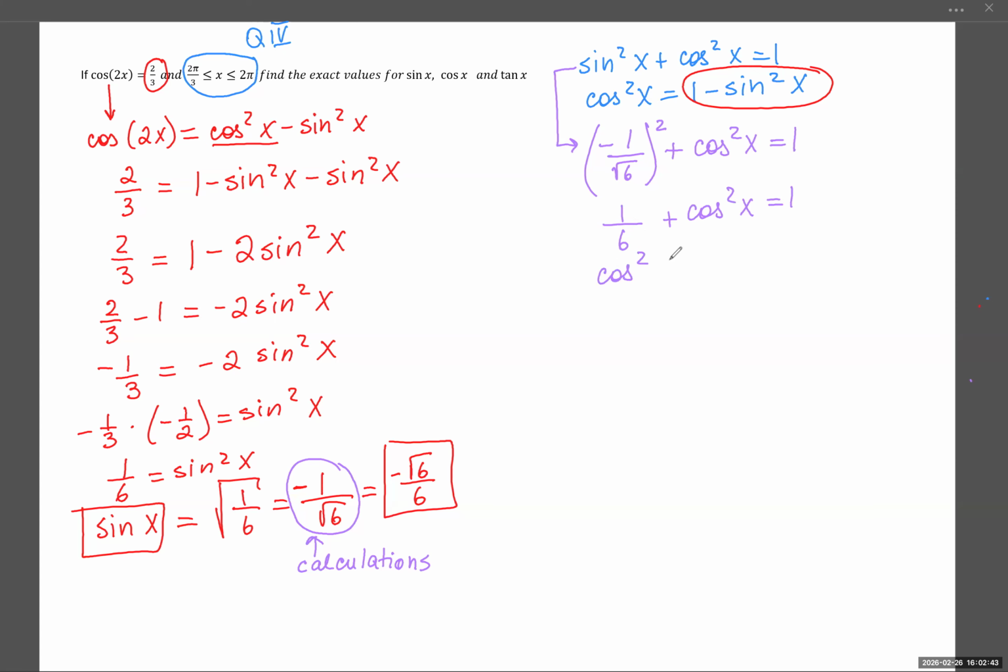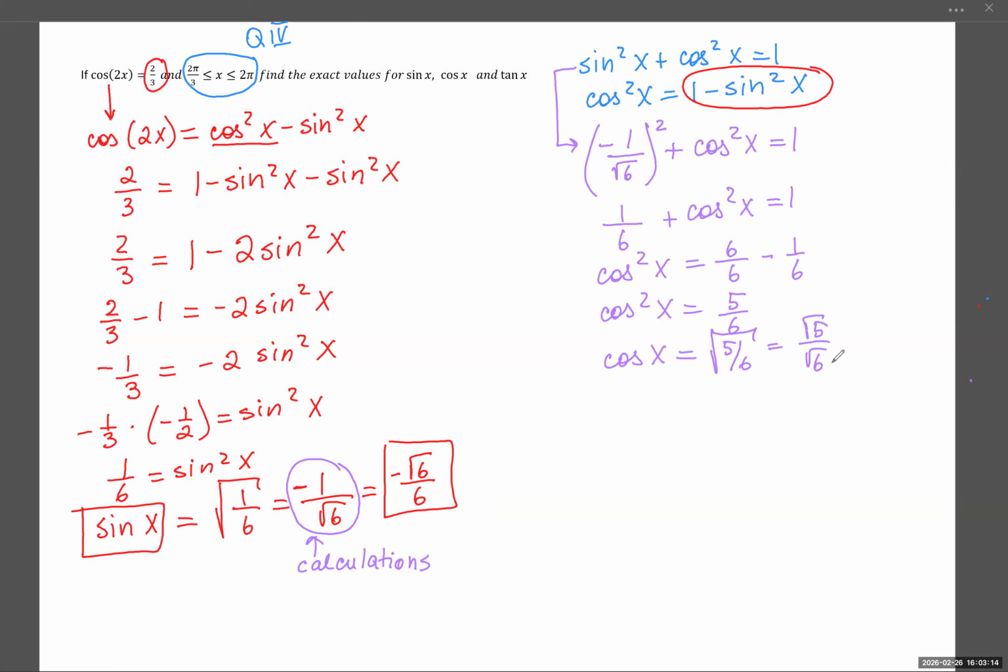So cosine squared x, subtract 1 over 6 from both sides. Since I'm going to have the common denominator, I'm going to represent 1 as 6 over 6 minus 1 over 6. So cosine squared x would be 5 divided by 6. Take the square root of both sides. You'll get cosine x equals the square root of 5 over 6, which is just the square root of 5 over the square root of 6.